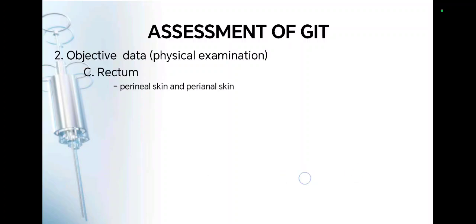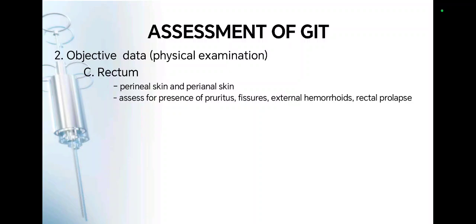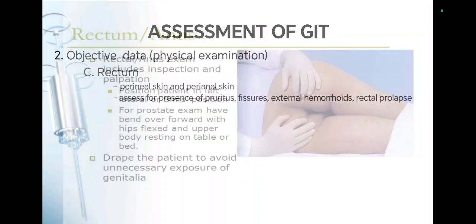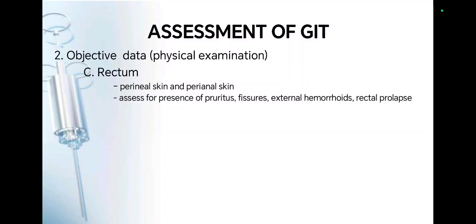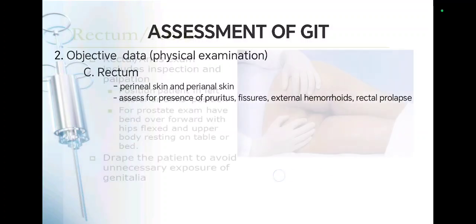So, for the rectum, okay, what are the things that you need to check for the rectum? Check for or inspect the perineal and perianal skin. Assess for any presence of pruritus or itchiness, okay? Any fissures, any external hemorrhoids or rectal prolapse.